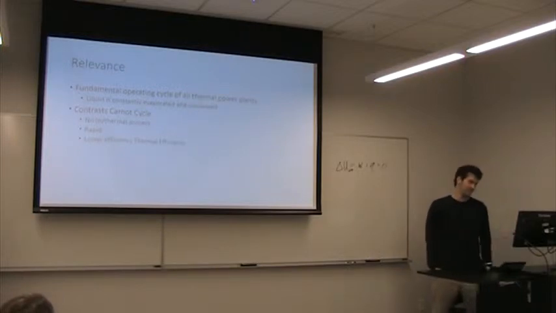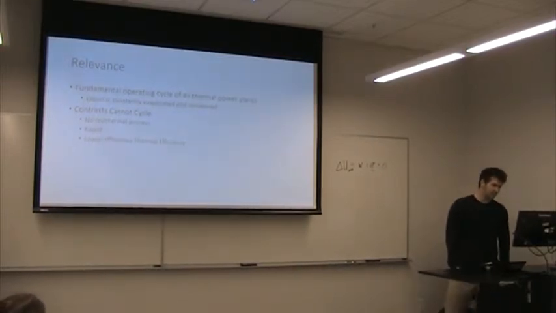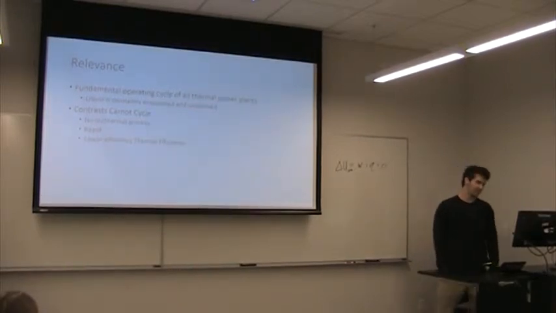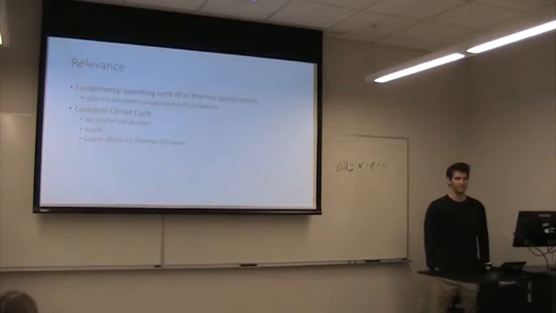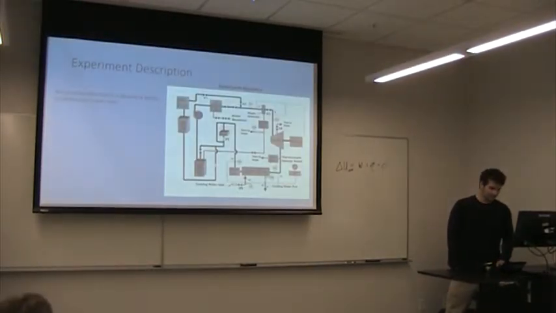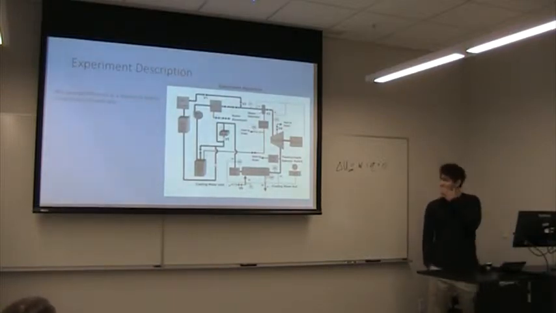So why is this relevant? The Rankine cycle is a fundamental operating cycle for all thermal power plants where liquid is constantly evaporated and condensed. Clausius did the Carnot cycle, and it's a little different from that, because that's a little more well-known cycle. The Rankine cycle has no isothermal processes. It's more rapid. It has a lower efficiency than the Carnot cycle. The Carnot cycle is the best engine you can get. This isn't necessarily that.